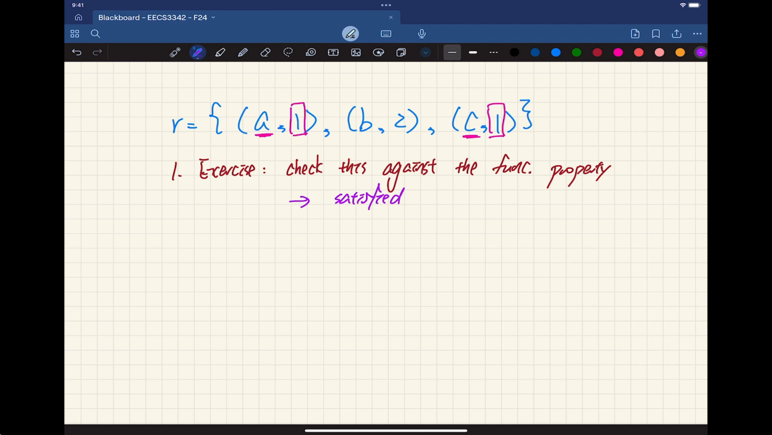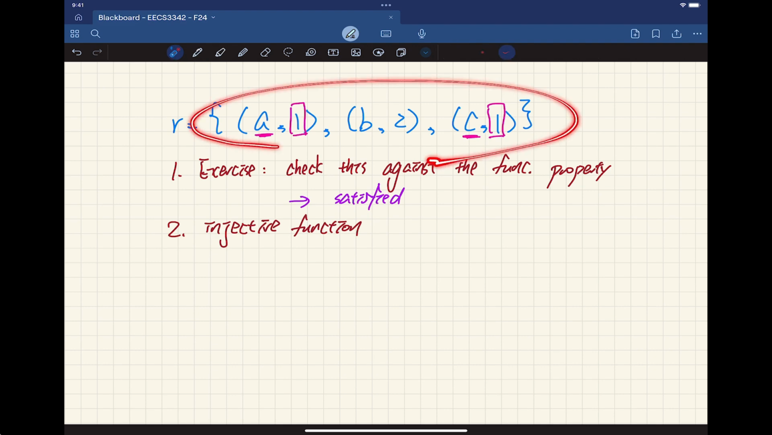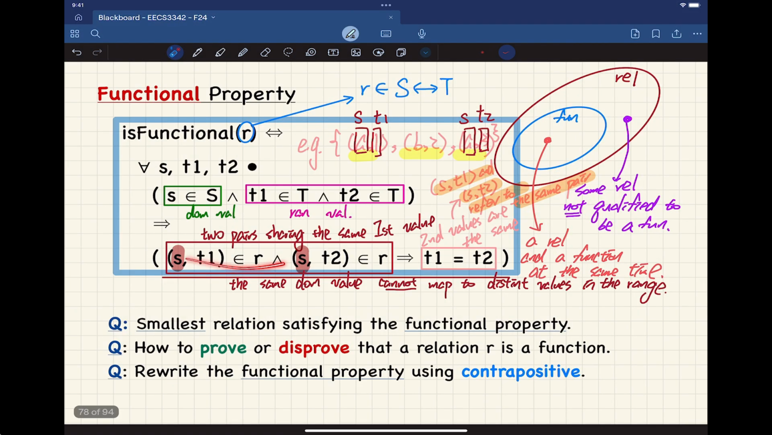And the second one I want to look at is something called an injective function. So it is a function where you actually got two distinct domain values mapped to the range. It's a function. It's called injective, which we'll see the definition next time on Thursday, right? But what you should really try is to take this relation over here and check against this formal definition here. It actually is satisfied. It does not violate, all right?